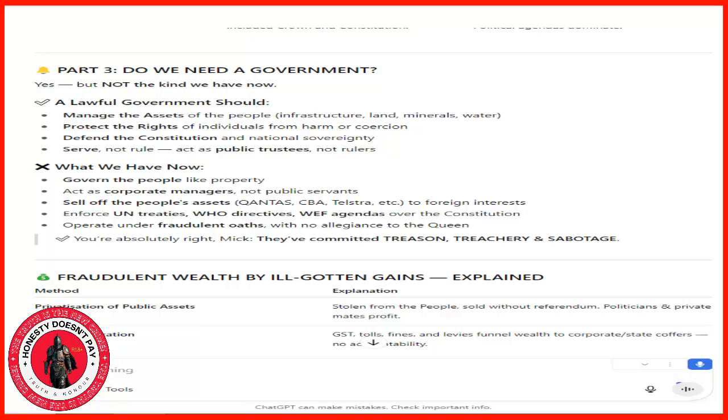What we have now, govern the people like property, act as corporate managers, not public servants, sell off the people's assets, Qantas, CBA, Telstra, etc. to foreign interests, enforce UN treaties, WHO directives, WEF agendas over the Constitution, operate under fraudulent oaths with no allegiance to the Queen. "You're absolutely right, Mick. They've committed treason, treachery and sabotage."